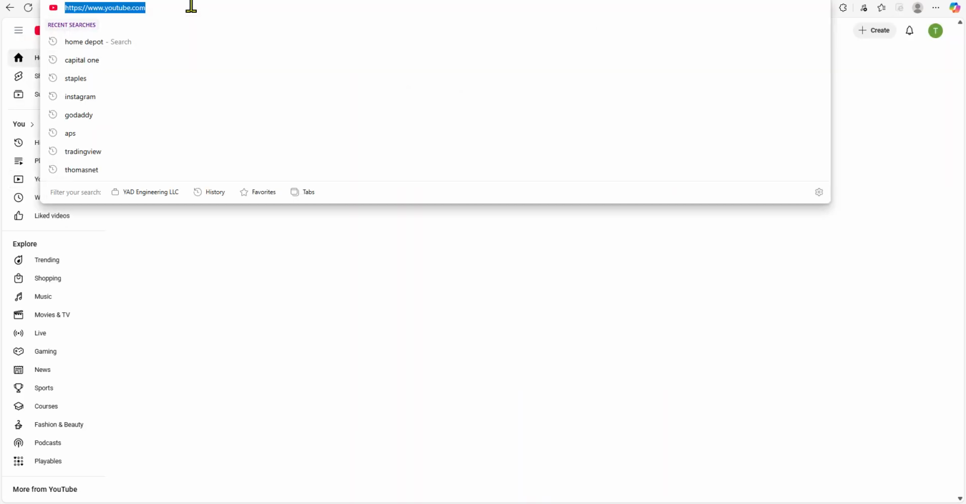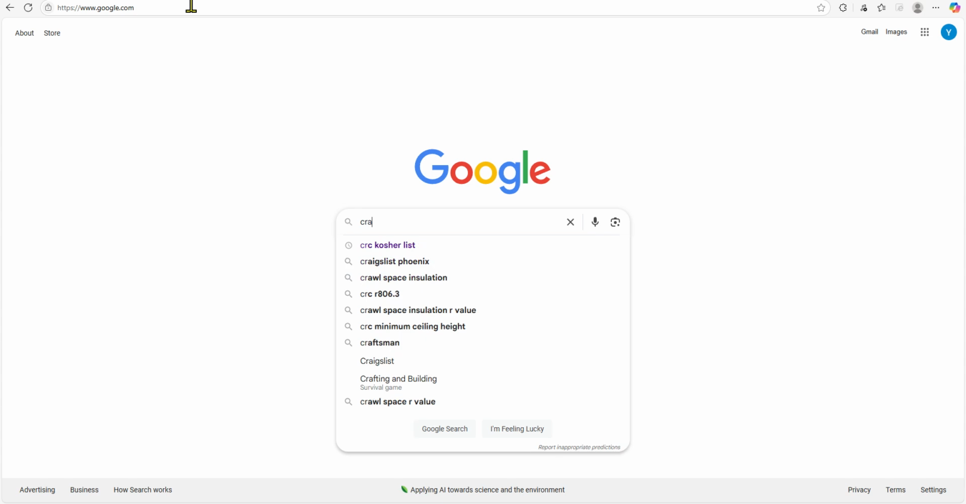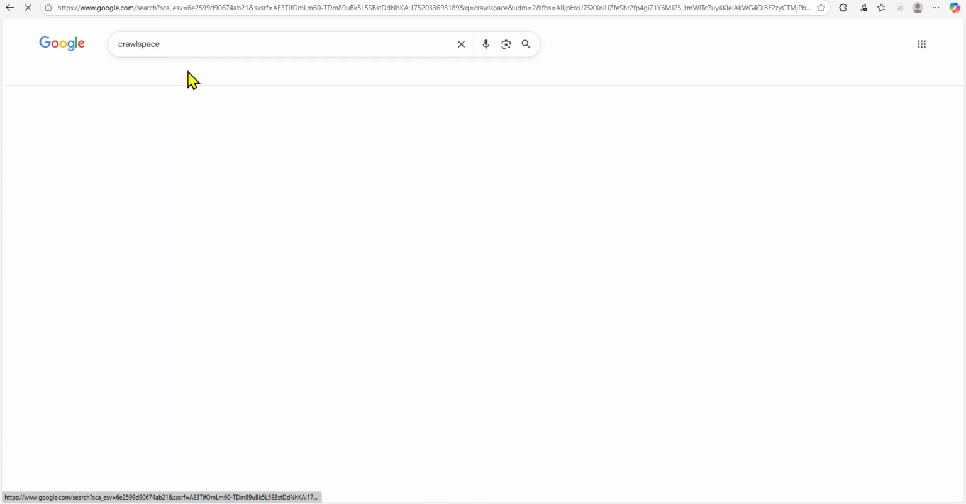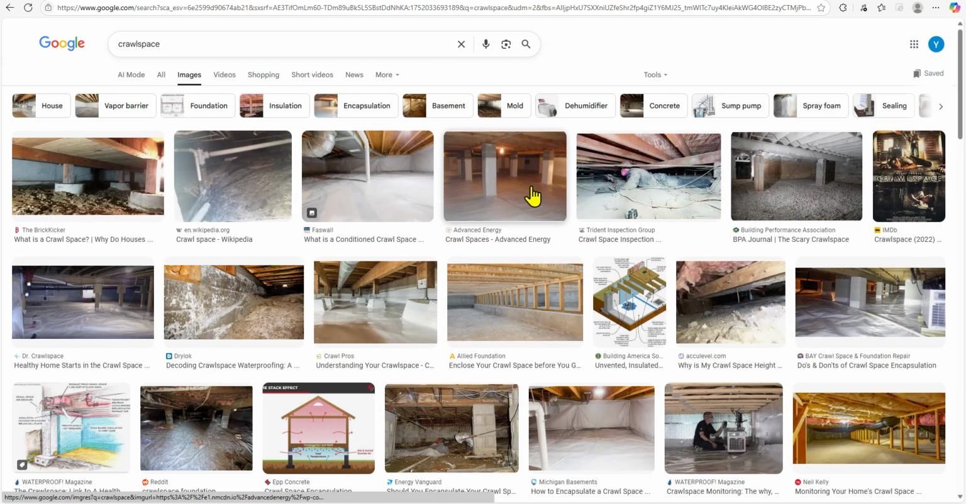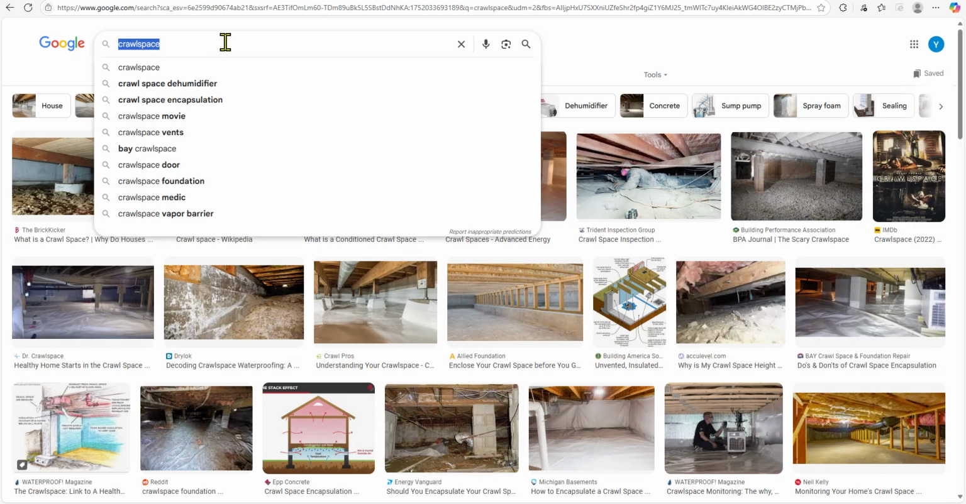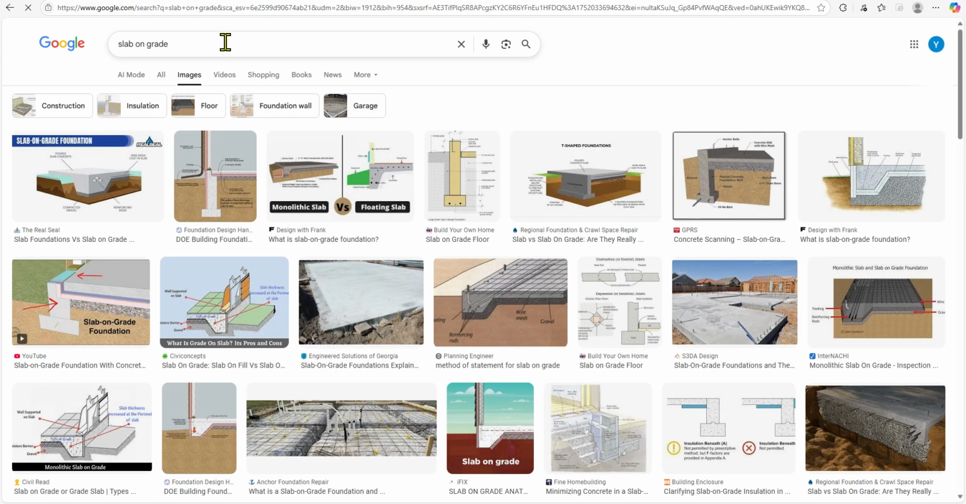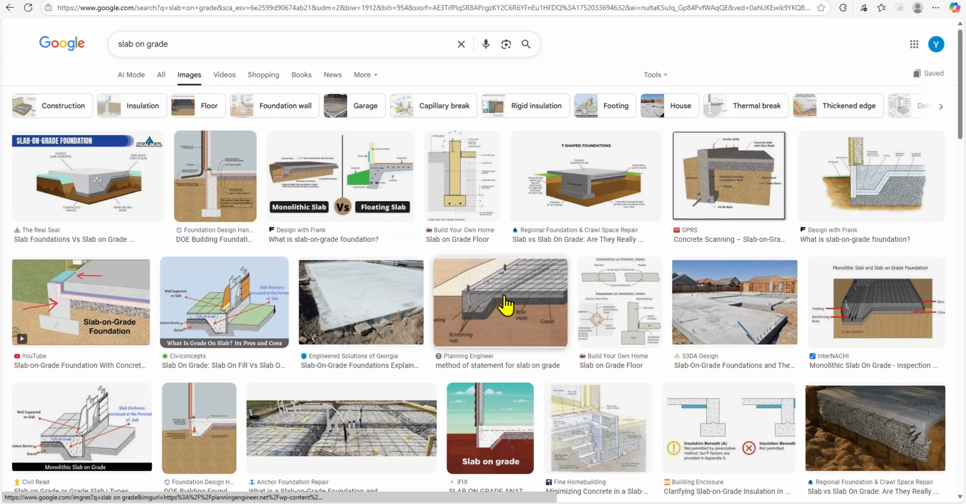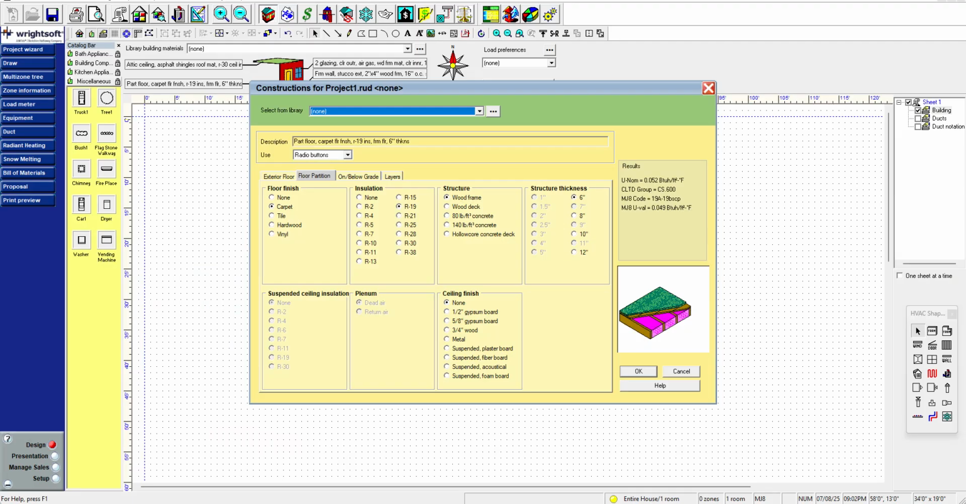Let's look at a crawl space. Let's look at some pictures. Here we go. These are crawl spaces, and they're called crawl spaces because there is barely room to crawl, and this is under the home, meaning there's no basement underneath here. Let's look at slab on grade. Let's see what that looks like. There you go. It's literally just a chunk of concrete poured onto the soil, basically. What other options are there? We could have a basement. Obviously, we know what that looks like.